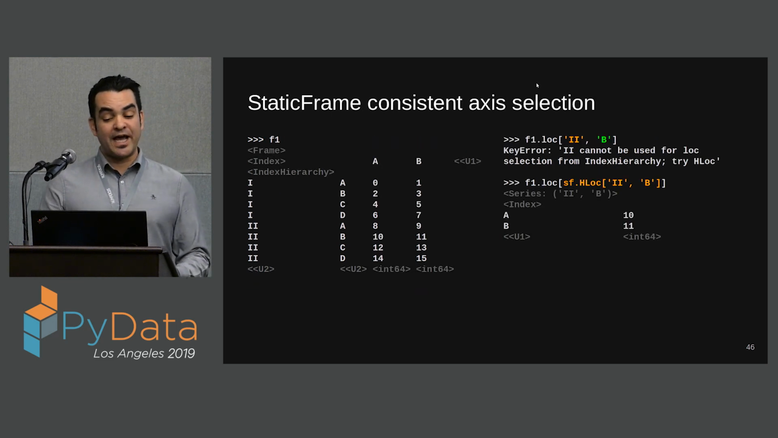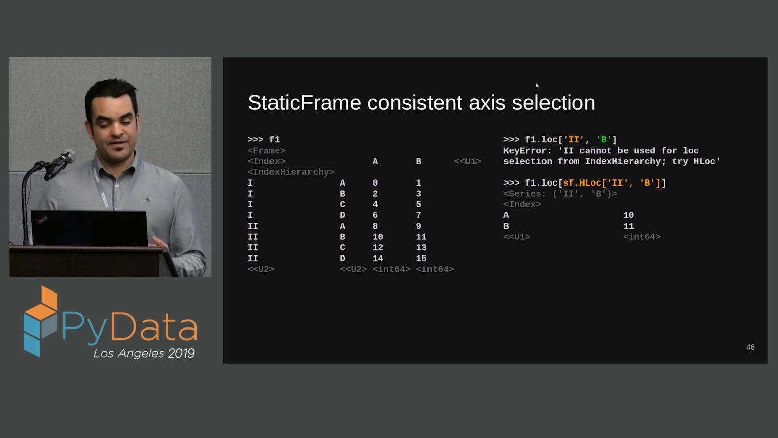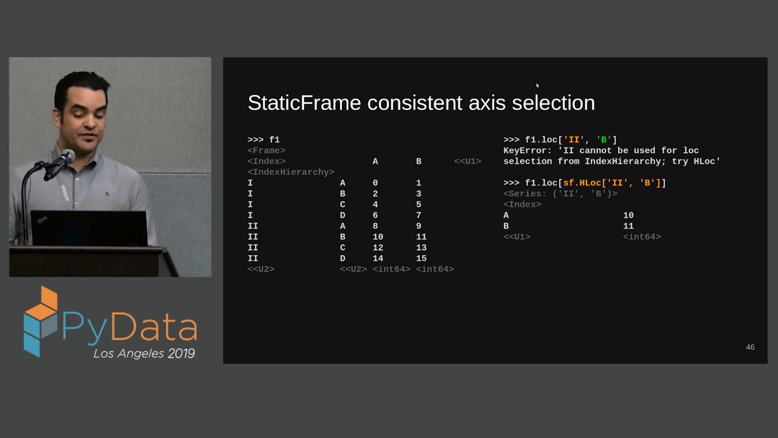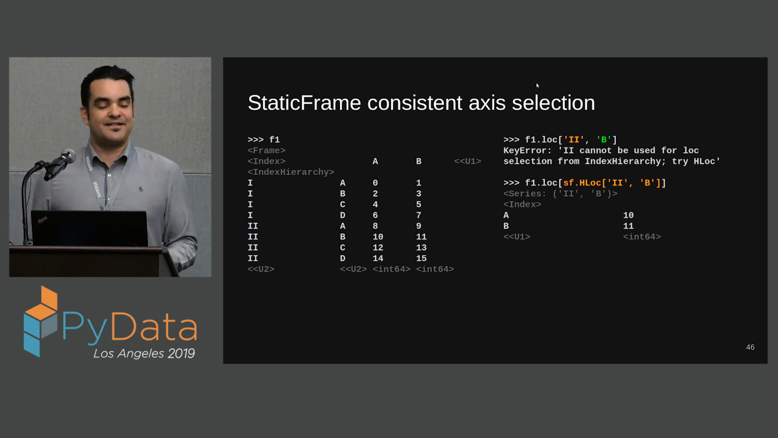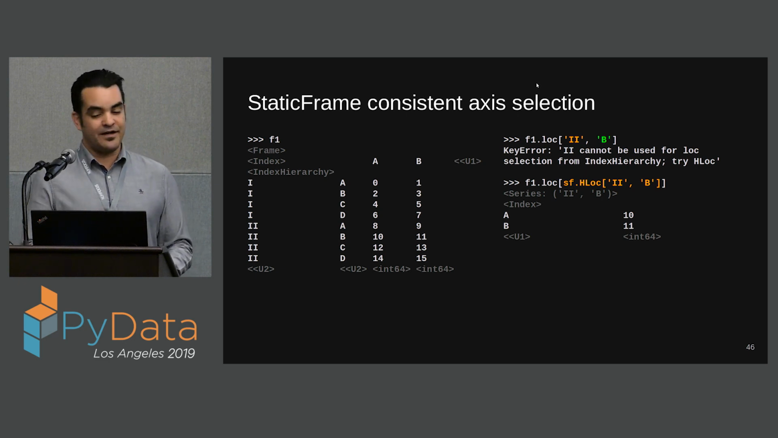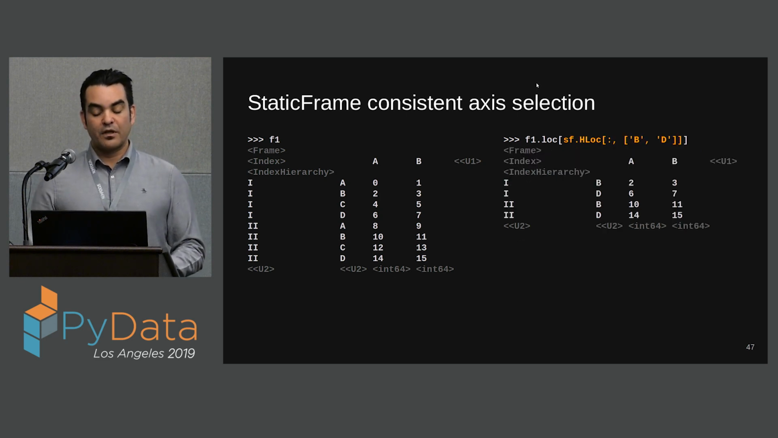With StaticFrame, we have consistent axis selection. So in the first example here, where pandas did something kind of surprising and treated the two arguments as both applying to the rows, here StaticFrame says this is ambiguous. I don't know what you're trying to do here by giving me this notation, and instructs us to actually use an HLoc. We need to specify that we want to get inside of the hierarchical index for our rows.